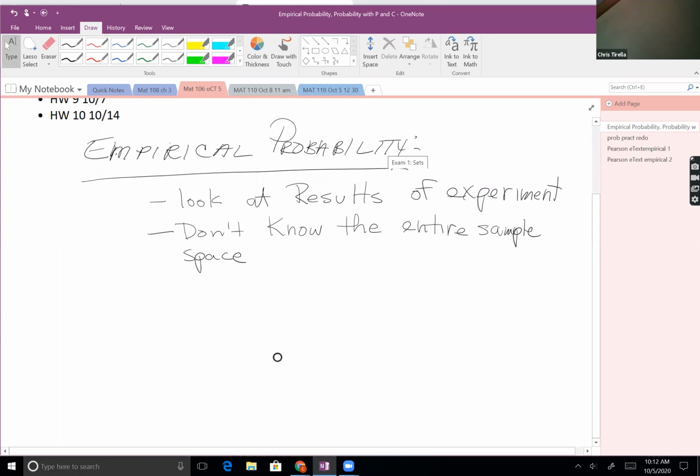If you look at something like insurance statistics, we don't really have a full sample space of people who drive. We have a sample space of the number of them who have gotten into accidents. And I don't know if it's just me.